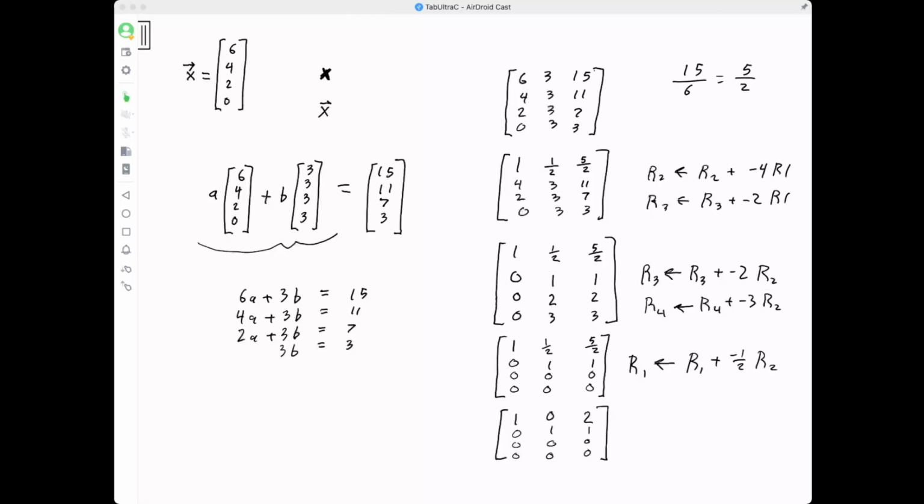And so I can read off of this that, remember, the rows represent A, B, and my solution. So I can read off of this that A has to be equal to 1 and B has to be equal to 2. I'm sorry, A has to be equal to 2 and B has to equal 1.